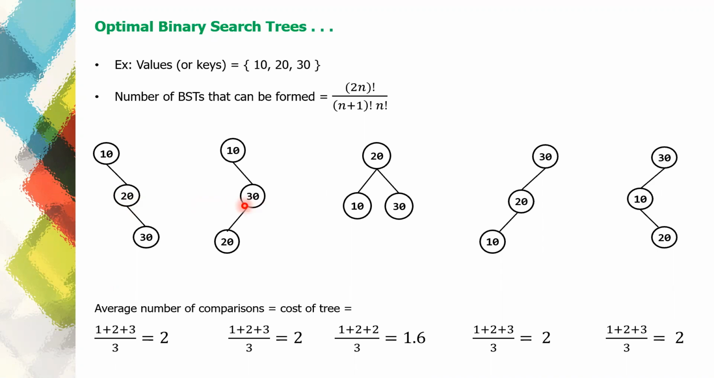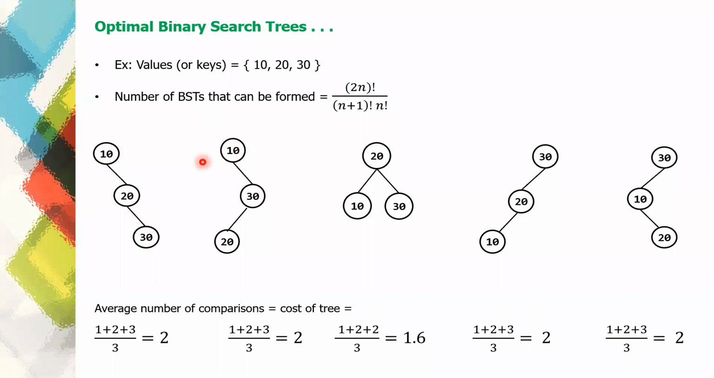Because both 20 and 30 are greater than 10, I'll make them the right child. So here I have made a decision that 20 will be the right child of 10. Then the left out value, which is 30, will be made the right child of 20. So I have taken a series of decisions here.